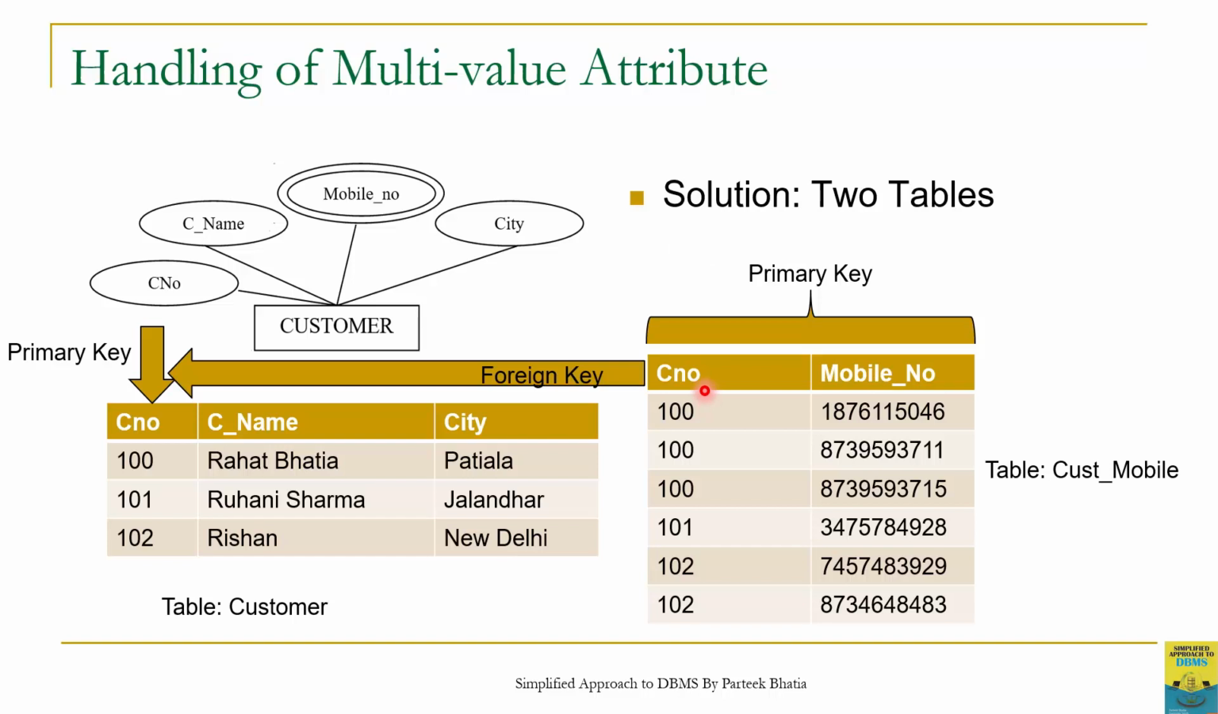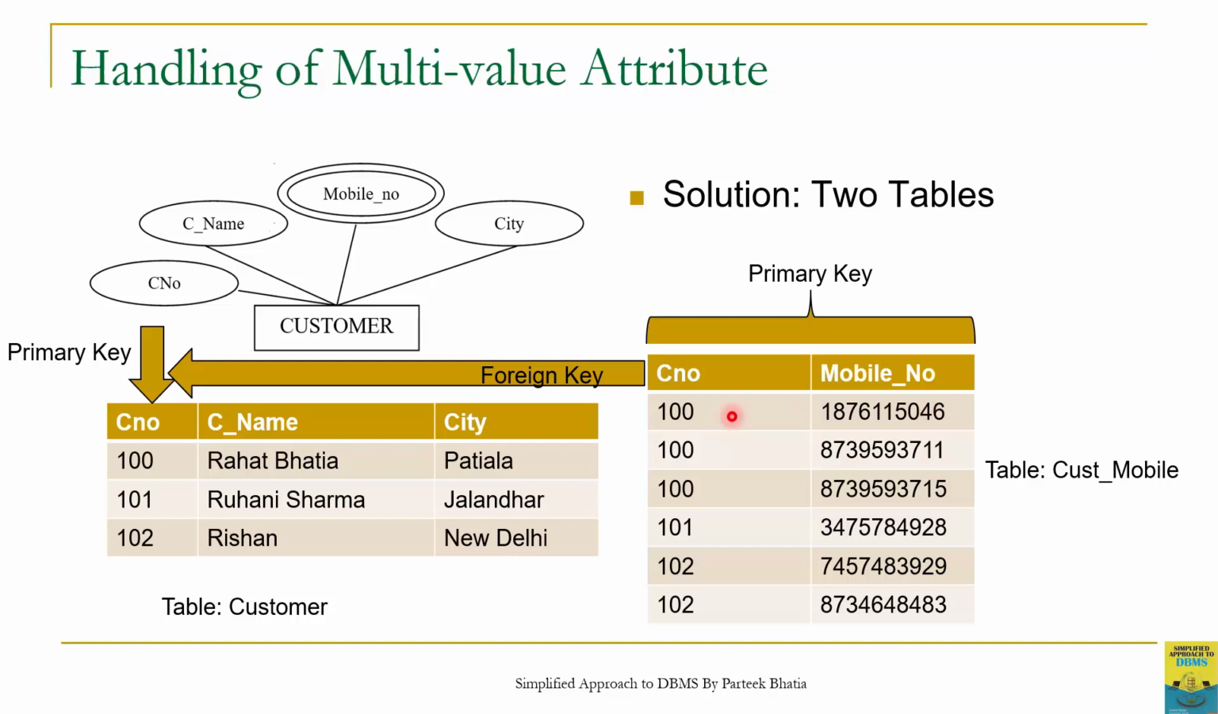In this scenario, the C number of the second table, which is customer_mobile, will act as a foreign key and it will refer to the primary key of the master customer table. So this customer table will act as a master. All valid customer information will be stored in this table. The mobile numbers of these customers are stored in this customer_mobile table and it will have two columns, C number and mobile number.